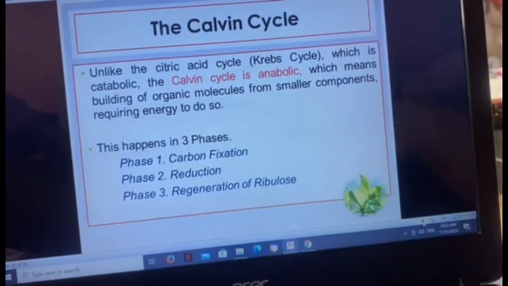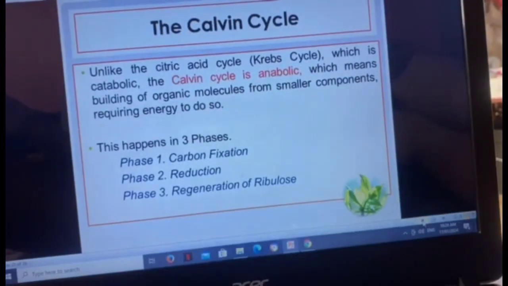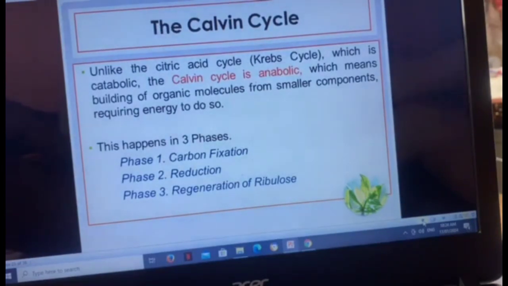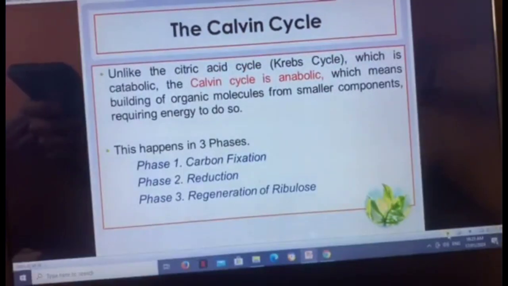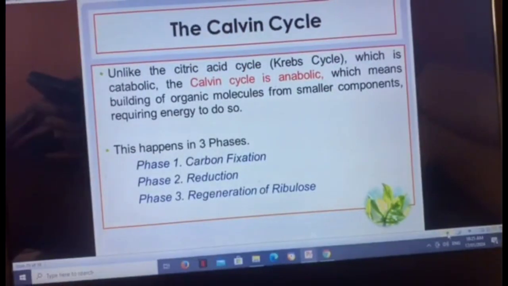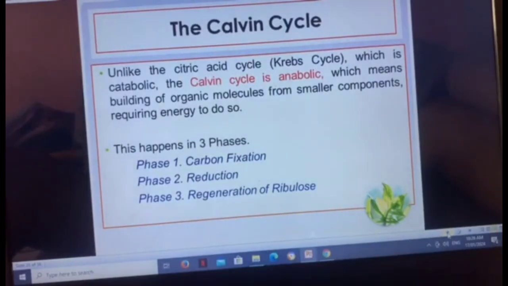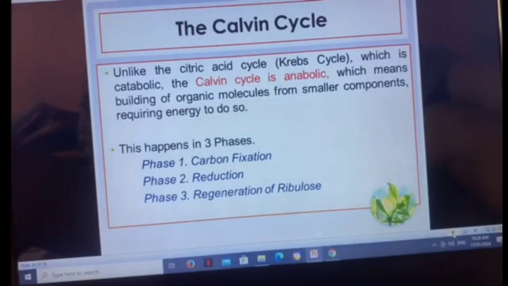The Calvin cycle has 3 phases. Phase 1 is carbon fixation, phase 2 is reduction, phase 3 is regeneration of ribulose. Carbon fixation: when we say carbon fixation, it is a crucial process in photosynthesis where atmospheric carbon dioxide is converted into organic compounds. During the Calvin cycle, which is part of the light-independent reactions in plants, carbon fixation occurs.